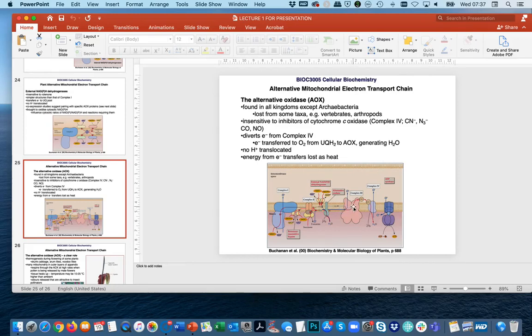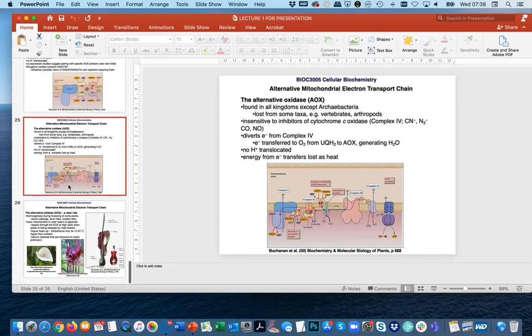The cytochrome bc1 complex is missed, as is the cytochrome oxidase. The energy from those electron transfers through the alternative oxidase is lost as heat. ATP is not generated because the proton gradient isn't set up through the alternative dehydrogenases or the alternative oxidase. So instead, energy from the electron transfers is lost as heat.